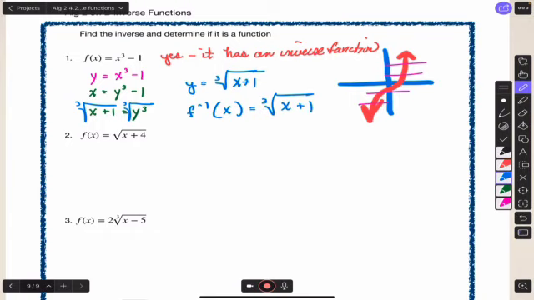If the answer is no, you still want to practice finding the inverse. So just go ahead and find the inverse even though it's not a function.